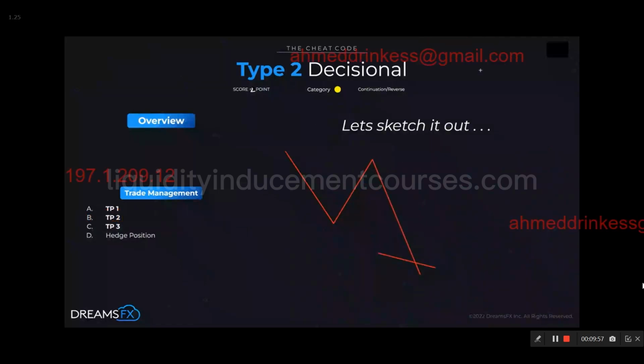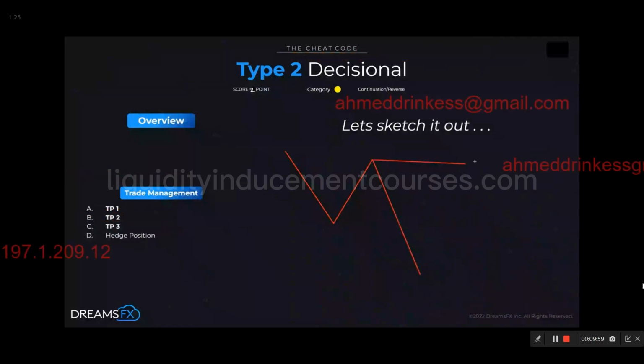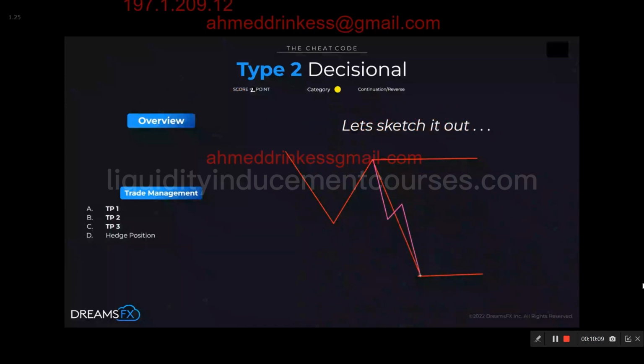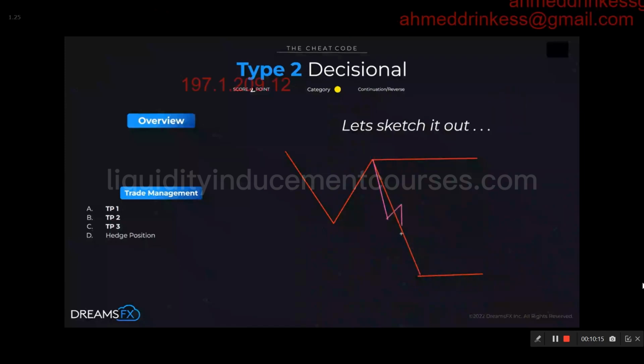Type twos, remember, assume that your main range is intact from this lower high to this lower low. Now, within your range, you should all be professionals by now understanding this, you're going to have internal structure, right? You're going to have some form of internal structure. Now, a type 2 decisional, I'll make this actually a little bit clearer for you all. The type 2 decisional does this.